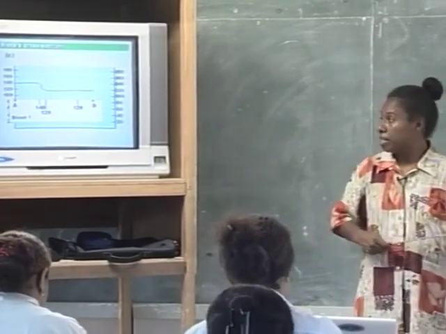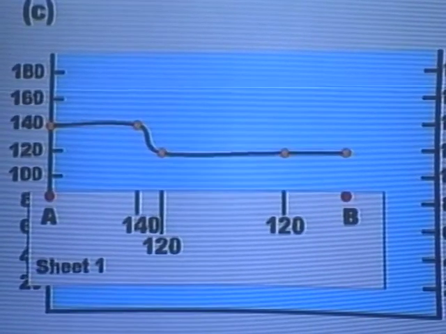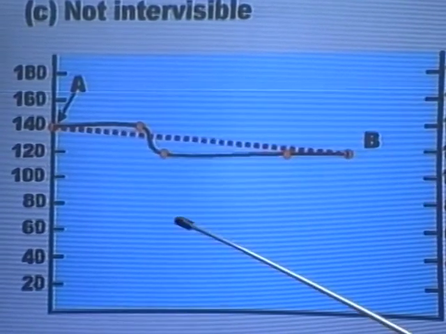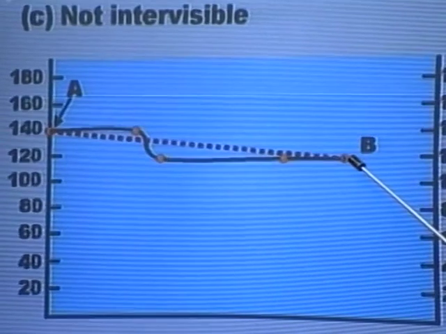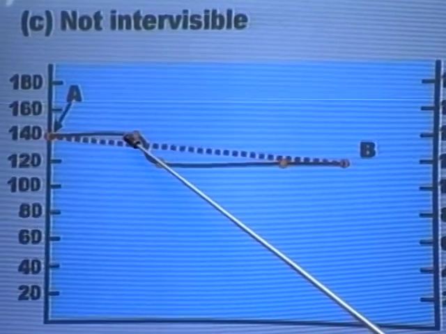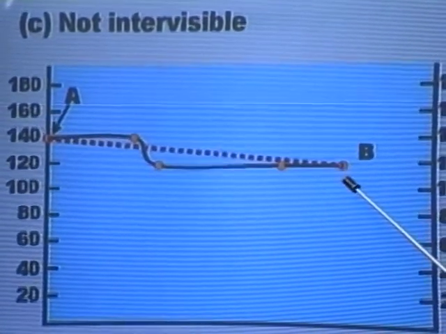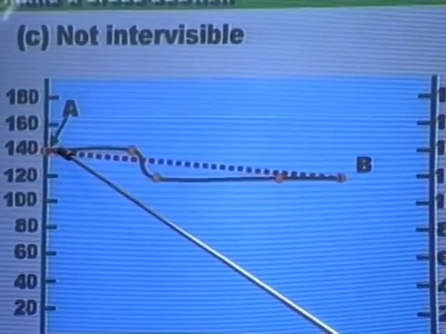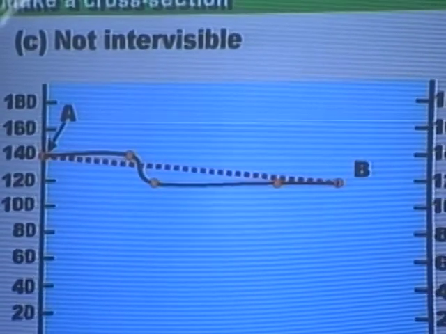Okay, let's look at the next cross section, and that is for C. Are the 2 points A to B intervisible? Our answer should be no. And if we had to draw the line of sight from point A to point B, you would see that there is a high point here that actually blocks the view from this point to that point. So therefore, for cross section C, point A to B or point B to A is not intervisible.